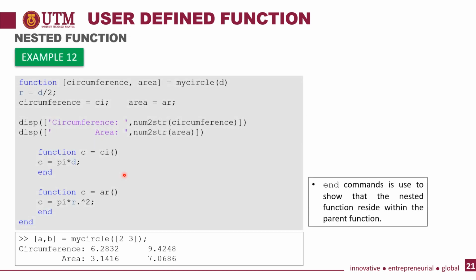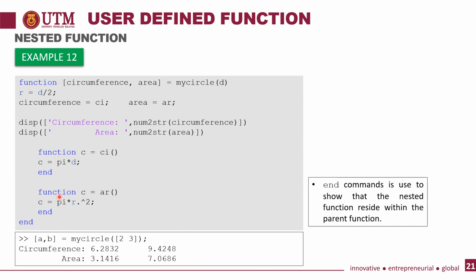When we take a look at example 12, this is the parent function. Our output is circumference and area, our function name is myCircle, and our input is D. These are the equations. And we can see here we have another function here, and another function here. This is the end of the parent function. So it means that inside this parent we have another function.